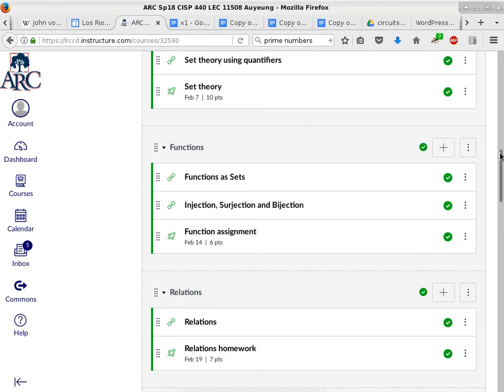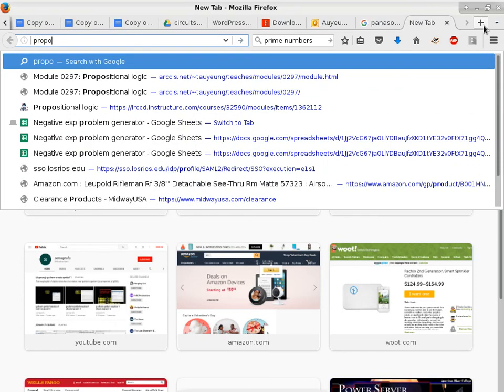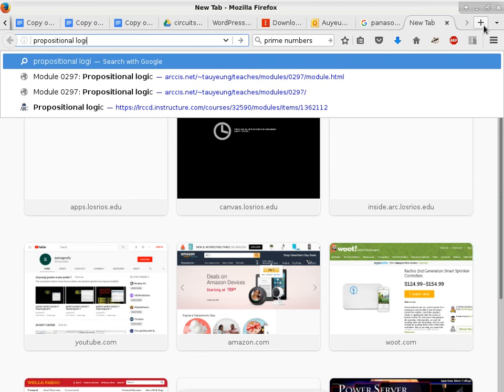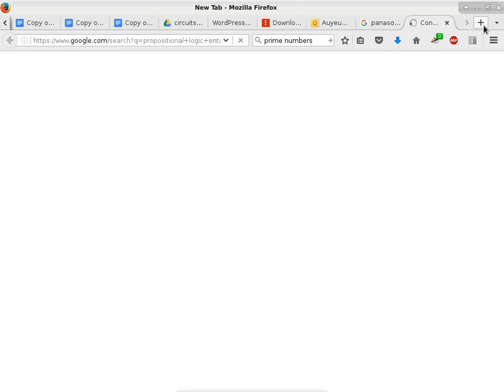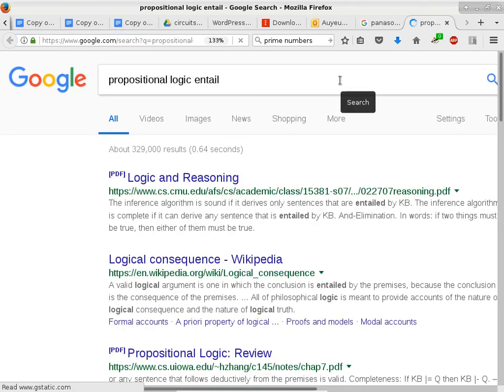Just going back to propositional logic. Yep. Remember that operator. What is that again? Entail. Okay. Entail. So let me double check and make sure. Okay. So propositional logic entail. It's not a logical consequence.